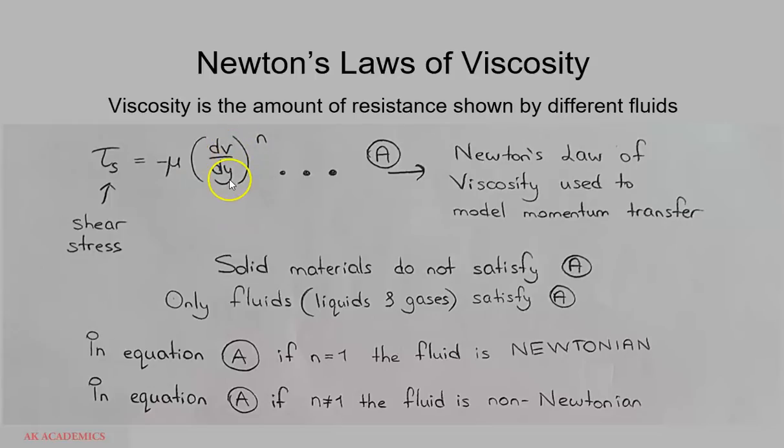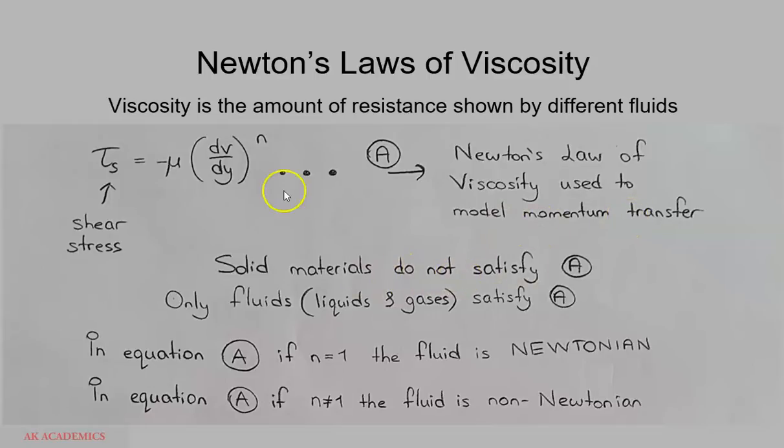And then we have dv dy. This represents our velocity gradient. And then we have n, which is the power of this equation here. So this equation represents an important equation that we are going to work with as we move on. This is the equation of shear stress. This equation represents Newton's law of viscosity used to model momentum transfer.